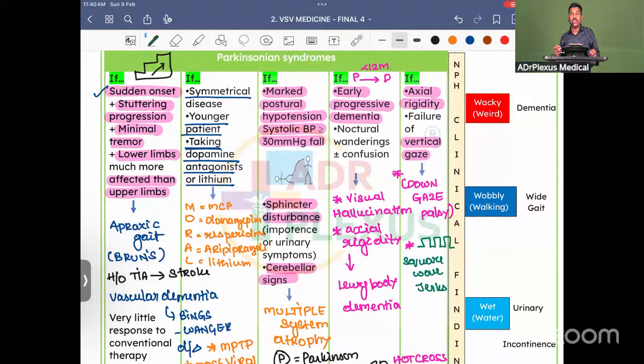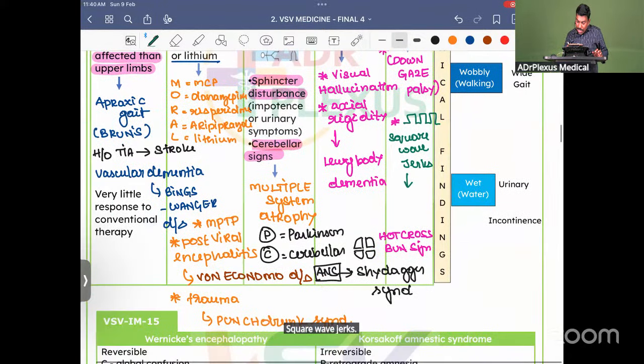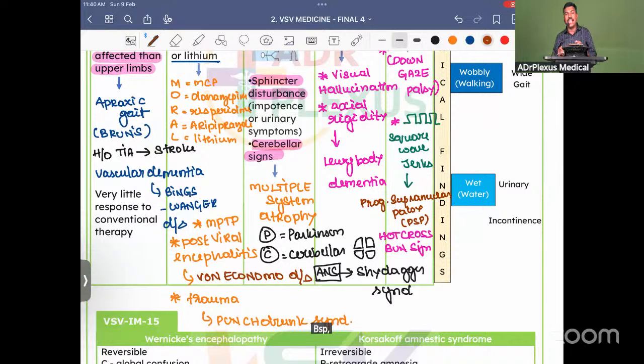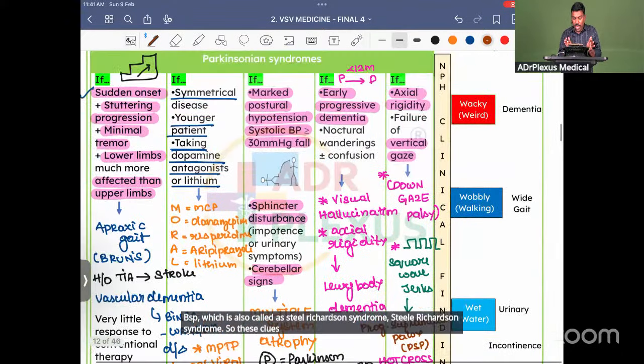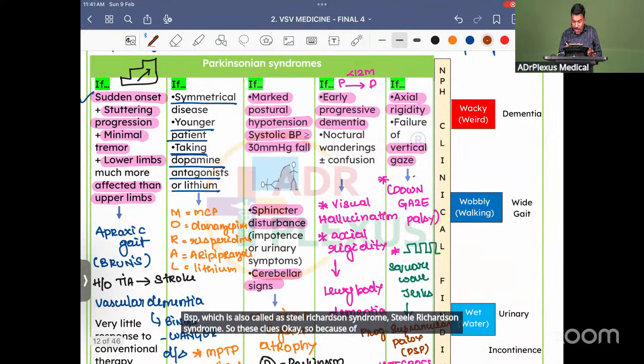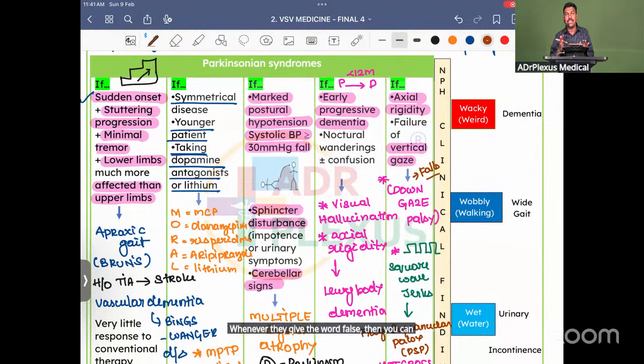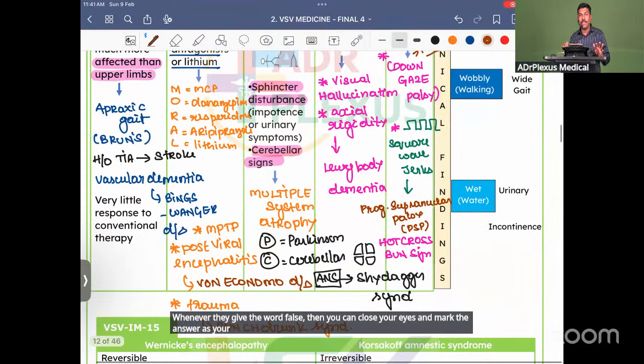Then the answer is going to be progressive supranuclear palsy, PSP, which is also called Steele-Richardson syndrome. Because of this down gaze palsy, the patient will have frequent falls. Whenever they give the word falls, you can close your eyes and mark the answer as progressive supranuclear palsy or Steele-Richardson syndrome.